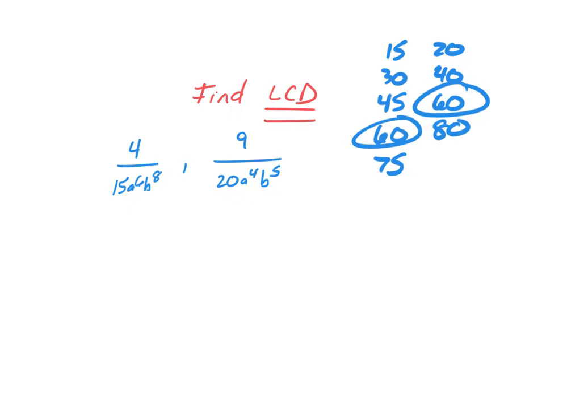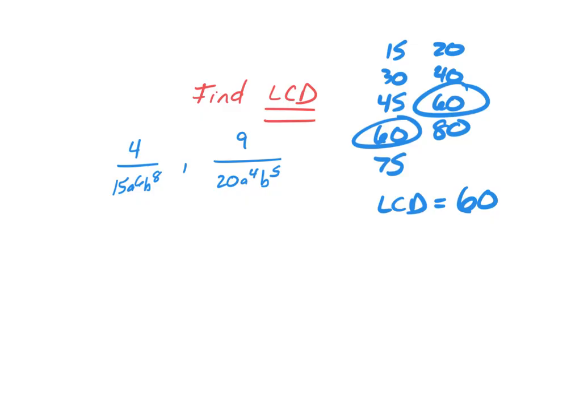And sometimes you may have to go for a while in your list until you find something that they have in common. But we got to have the lowest thing. That's why we don't just want to multiply 15 times 20 and get 300. 300 is a common factor, but it's not the lowest common factor, right? And so we got to get the lowest thing. So my LCD here is 60.